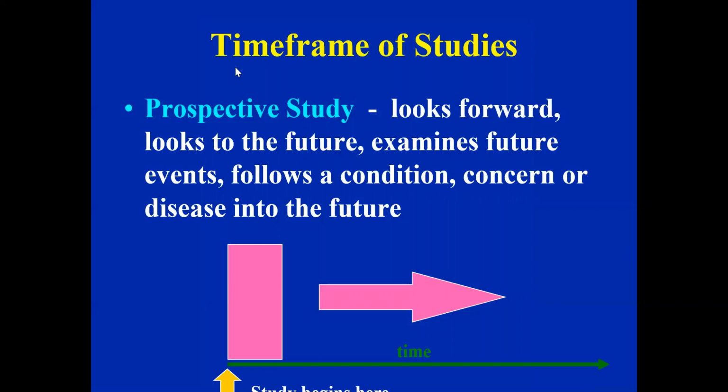You also need to understand this concept now. When you are doing studies, there's the issue of time. So we have what you call a prospective study. It means you follow, it's about time. The study begins here, and then you follow up your study participants. It looks forward, examines the future, follows a condition or disease into the future. You start with people either with disease or without disease, then you follow them up to see what happens in them as time moves.